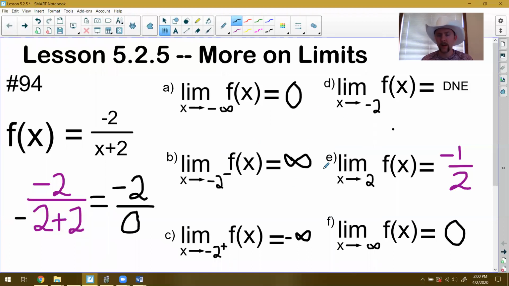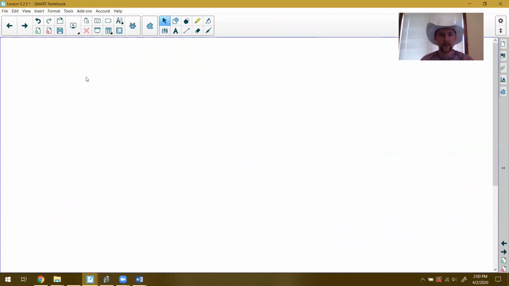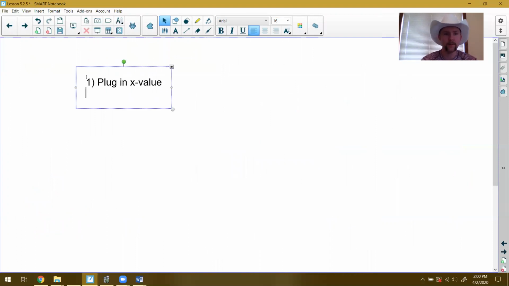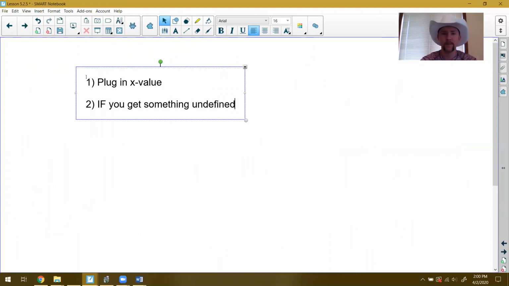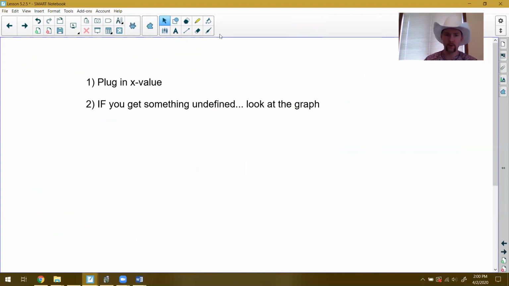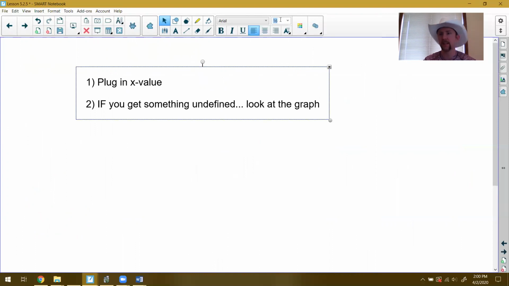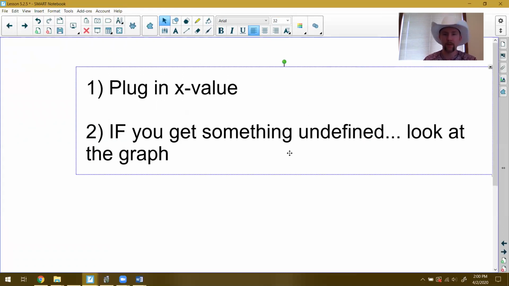So that's number 94. And like I said, it highlights our main two strategies for finding limits. Strategy number 1, plug in the x value. Number 2, if you get something undefined, look at the graph. That's our strategies for right now. There are other strategies that exist in the calculus world, and we may get to some of those in chapter 8. But for right now, this is what we're doing.